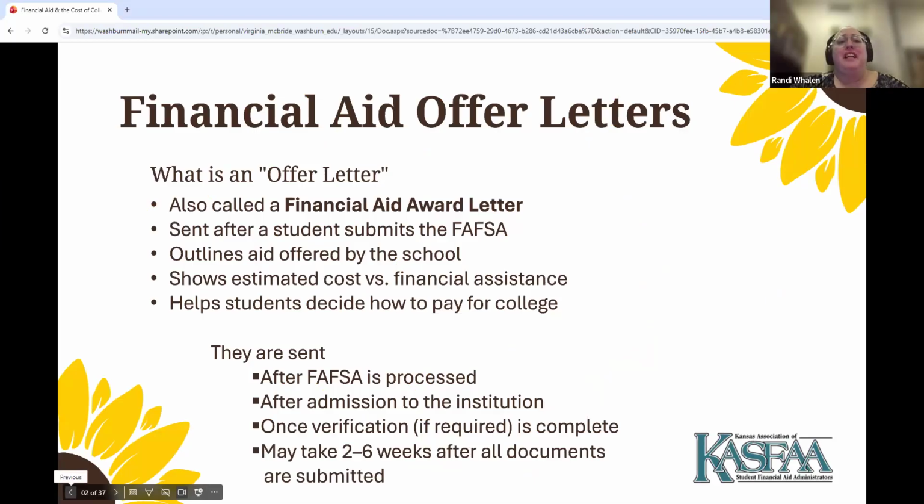Let's start by talking about financial aid offer letters. What is an offer letter? Also called a financial aid award letter, they are sent after a student submits the FAFSA. They outline aid offered by the school. They show estimated costs versus financial assistance, and they help students decide how to pay for college. These letters are sent after the FAFSA is processed, after admission to the institution, once verification, if required, is complete, and they may take 2 to 6 weeks after all documents are submitted.